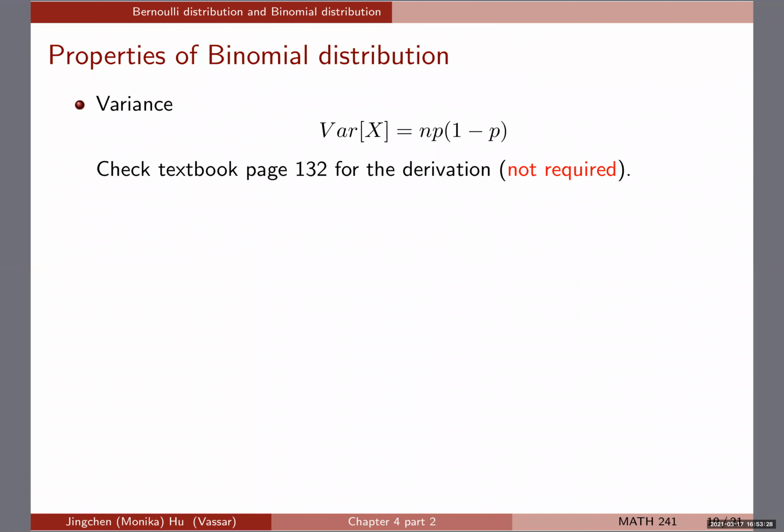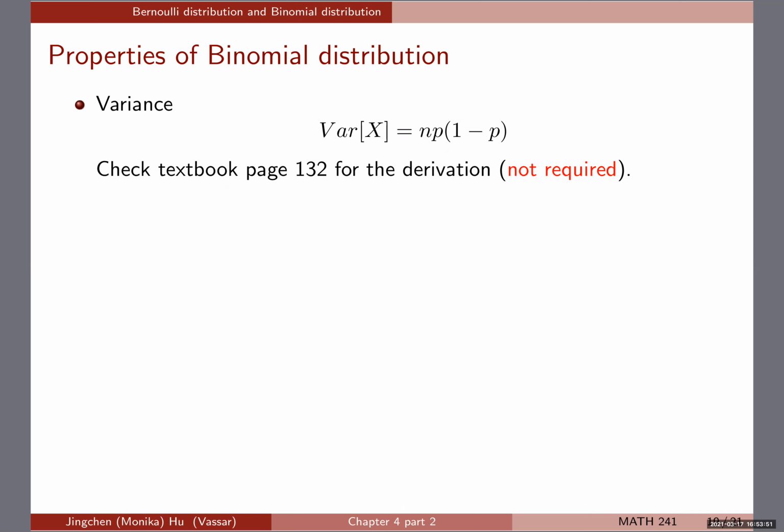The second one is the variance of the binomial distribution. Again, it's not required. The textbook, page 132, gives a derivation. But for us, the result is useful. The variance of X, when X is a binomial random variable with n number of trials and success probability P, is going to be n times P times 1 minus P.